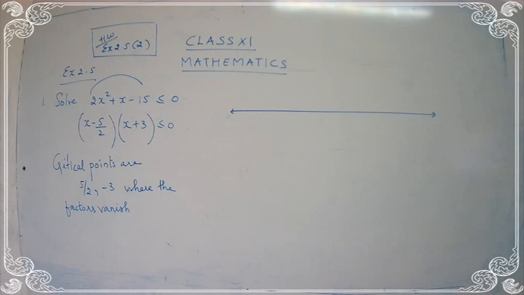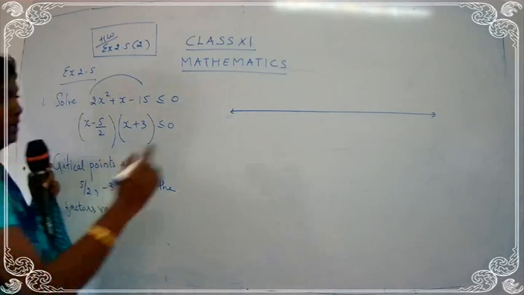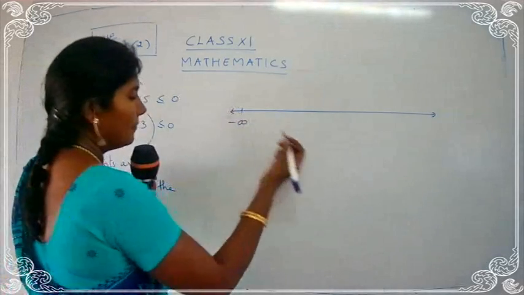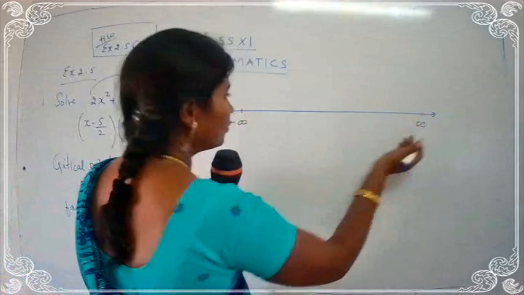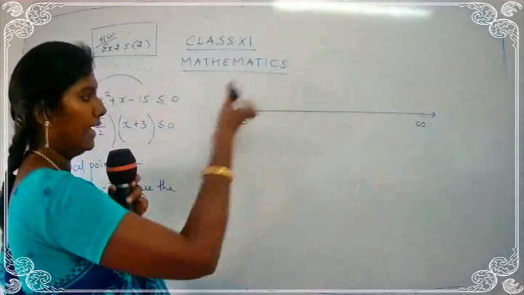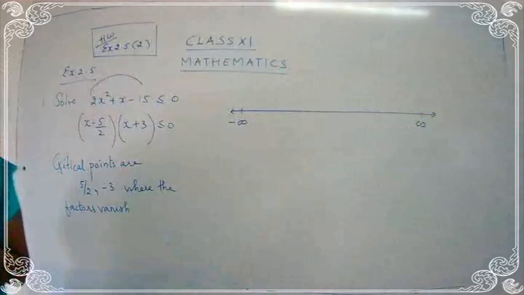Have you drawn a number line, children? Draw a number line. Okay. Now, what are you going to plot on the number line? That's a big question, yes? So, first of all, you have to take minus infinity and infinity. Never forget to plot minus infinity and infinity. So, infinity on the positive side and minus infinity on the negative side.